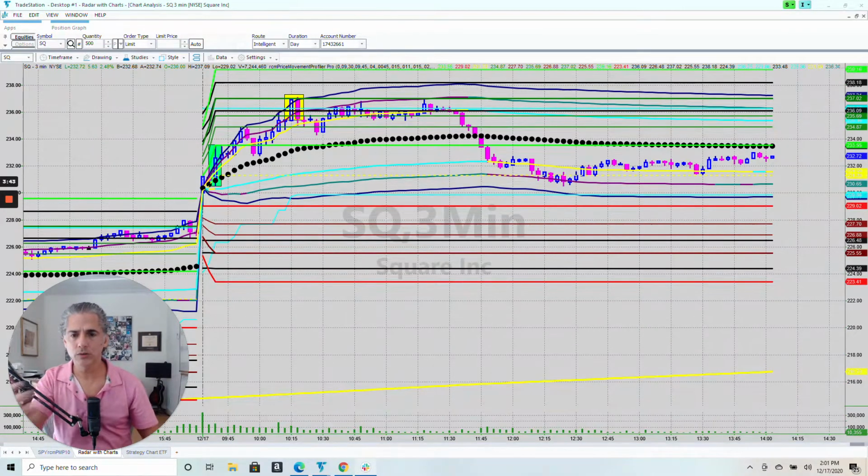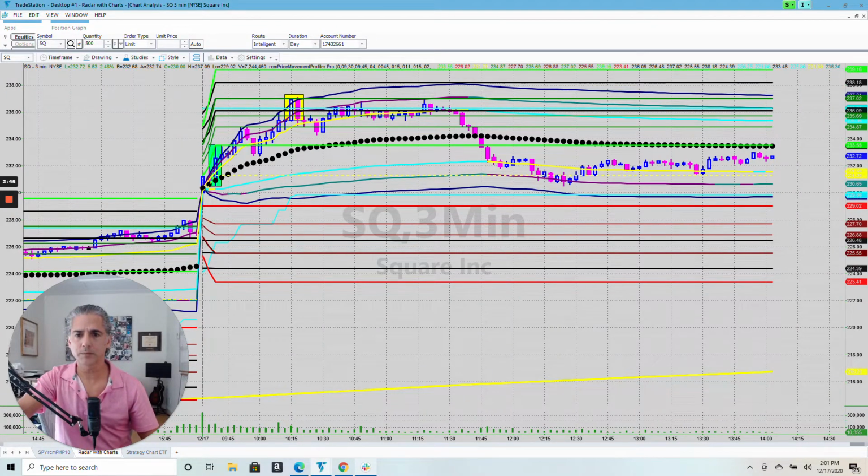So how do we use VWAP? Here's the black dots. This break right here is from one day to the next. This is yesterday's trading. This is today's trading. In this particular case, Square closed above yesterday's VWAP. It gaps up, making a new high.